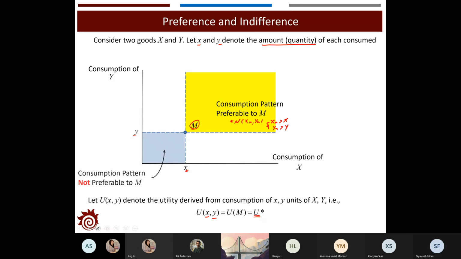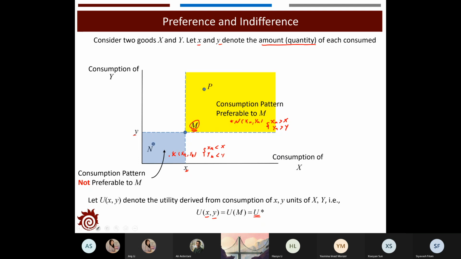And of course, we have another region which is not a preferred region. Say that this is the region. There's one point k, with xk, yk. So xk is always smaller than x, yk is always smaller than y. So as a very rational consumer, you will never take any point in the non-preferred region over the point m, over the choice m. So these are the two regions we defined, the preferred and the non-preferred region.